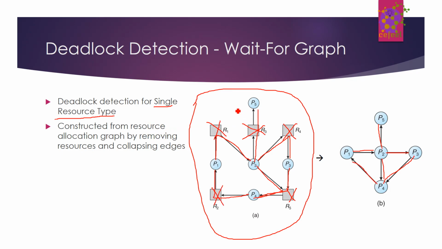So notice it's a condensed graph from the resource allocation graph, and we can see if there exists a cycle in the wait-for graph, which means there is a deadlock. In this situation there is a deadlock because we have a cycle over here. I think that's the only cycle that is present, and hence P1, P2 and P4 are involved in a deadlock.